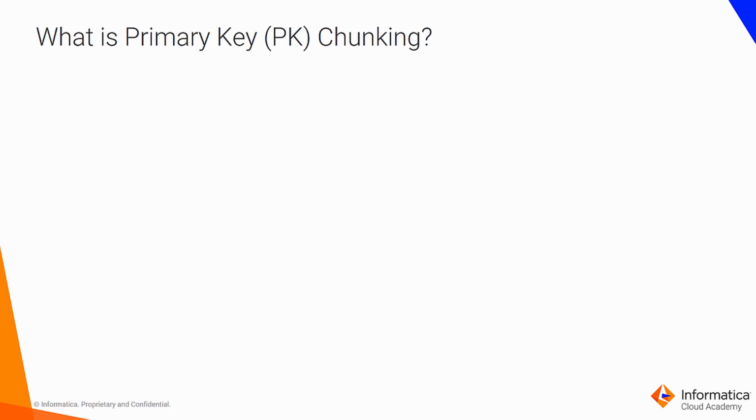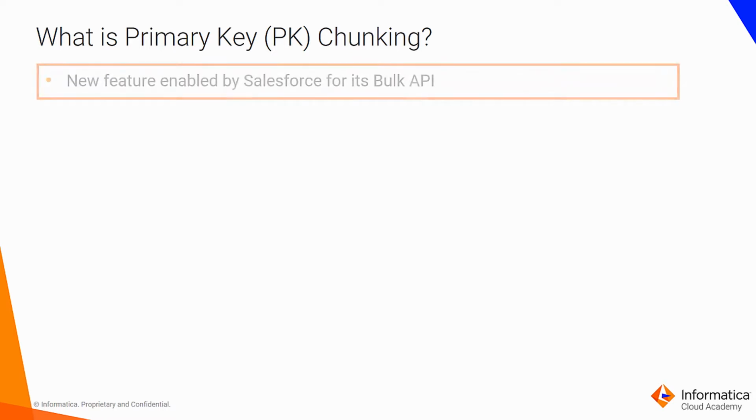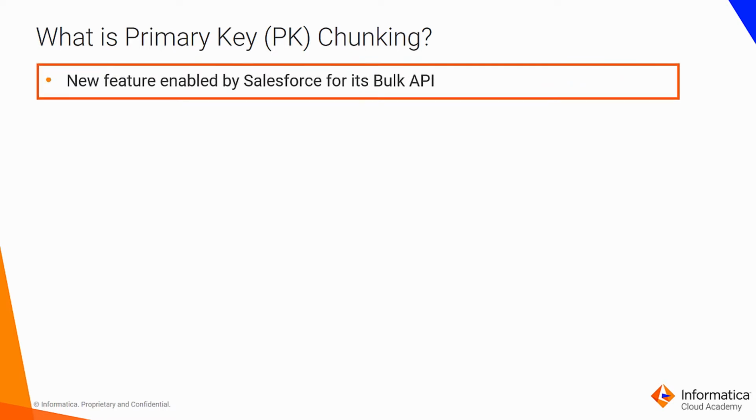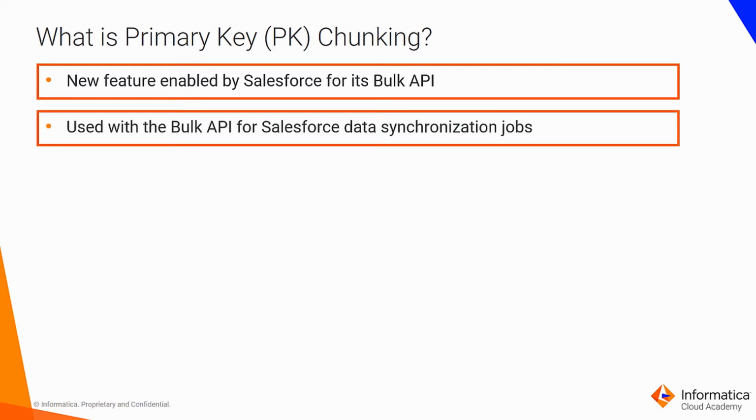PK stands for primary key. PK chunking is a new feature enabled by Salesforce for its bulk API. In Informatica Cloud, it is available for bulk API tasks which use Salesforce API version 32 or above. This feature is enabled and configured on the Schedule tab of the task. As you may know, a database table's primary key is the object's record ID and is used to uniquely identify records in the table. Primary key is always indexed.